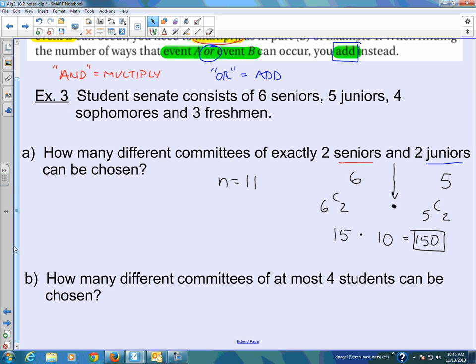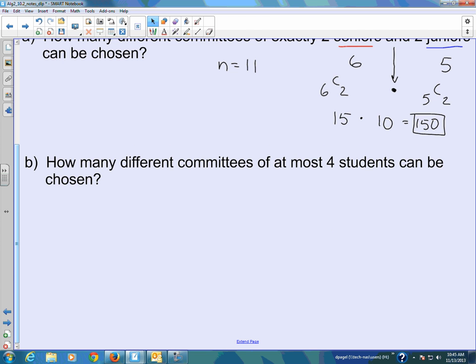All right, our next question then. How many different committees of at most 4 students can be chosen? All right, at most. Think about what at most means. I could have 4 students, but I don't want to have any more than that. I could also have just 3 students. I could have 2. I could have 1. And there is an option of no students, but that doesn't make sense for us. If we're trying to form a committee, I can't have a committee if I don't have any people on it.